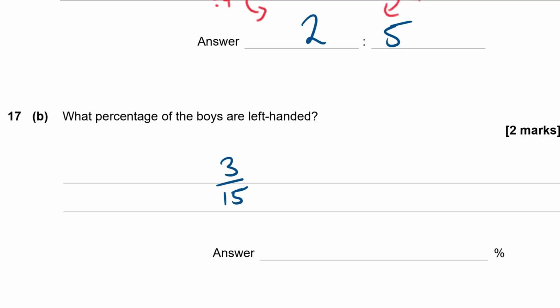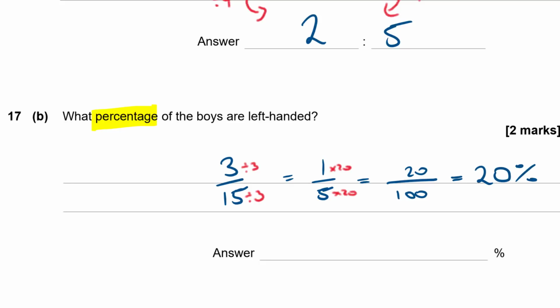Now I can divide top and bottom by 3 to simplify that fraction down a bit. So that's the same thing as 1/5. But actually I want to write this as a percentage, and a percentage is a fraction over 100. So if I take my 5 and multiply it by 20, I'm going to get 100. Let's do the same thing to the top. 1 times 20 is 20, 5 times 20 is 100, and 20 over 100 is the same thing as 20%. So 20% is my answer.